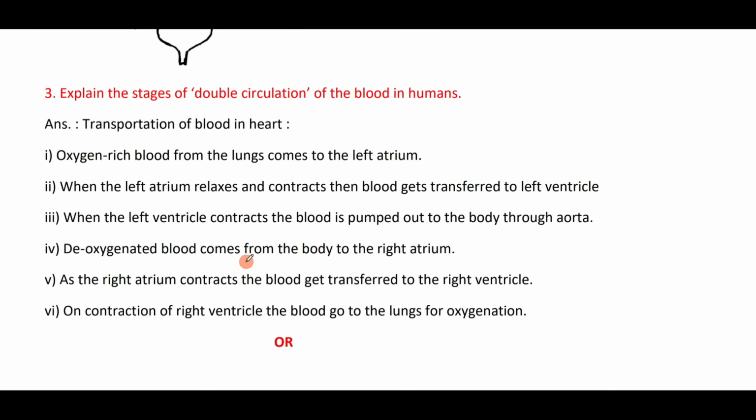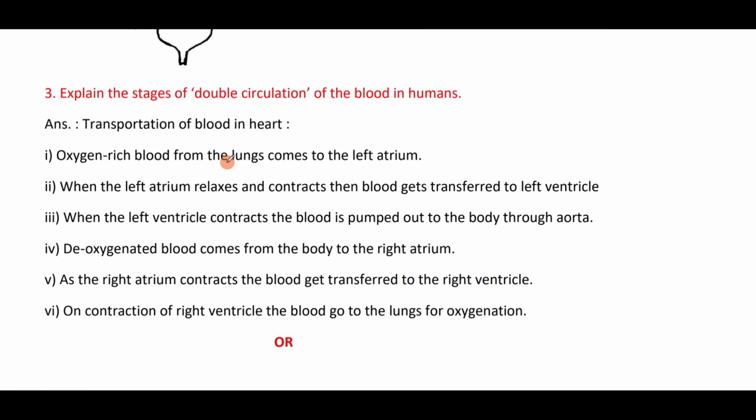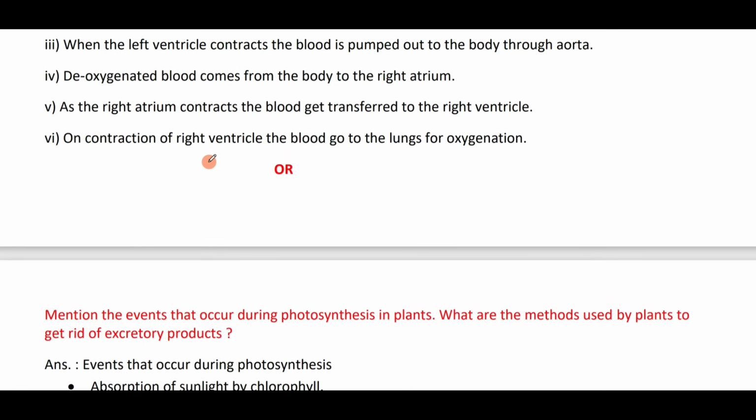Deoxygenated blood comes from the body to the right atrium. When the right atrium contracts, the blood gets transferred to the right ventricle. From the right ventricle, what happens? The blood goes to the lungs for oxygenation. These are the stages of double circulation. You can see that at a time both oxygenated blood and deoxygenated blood are pumped. Hence, it is called double circulation.